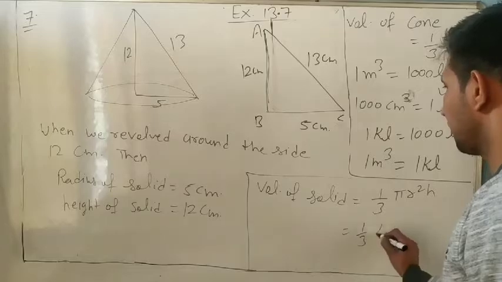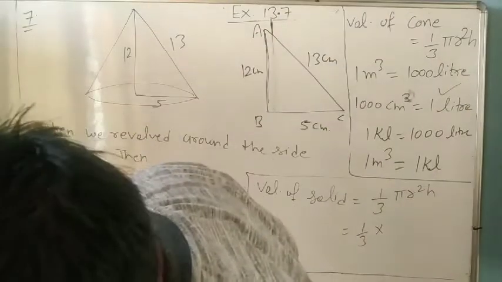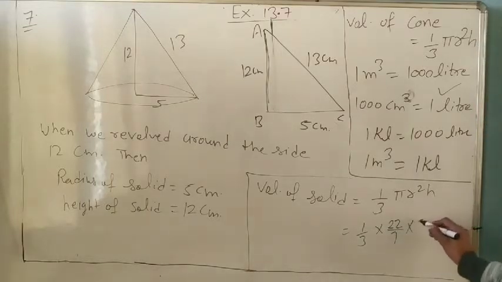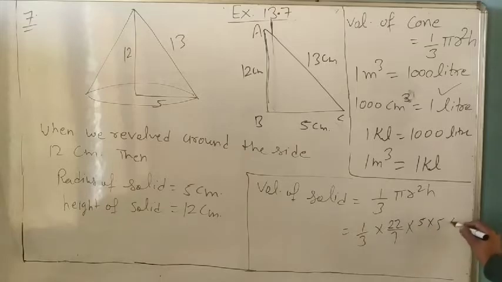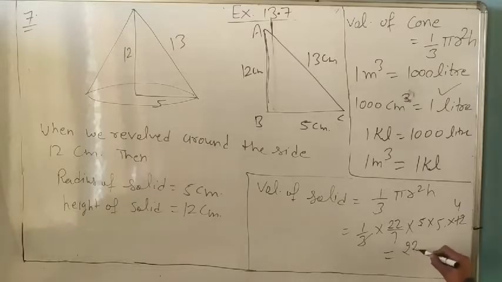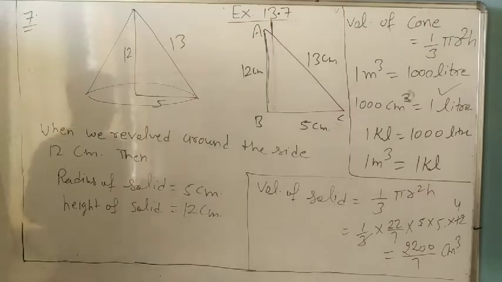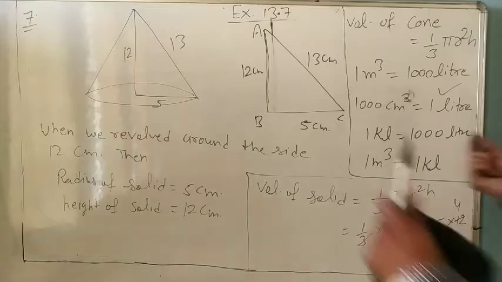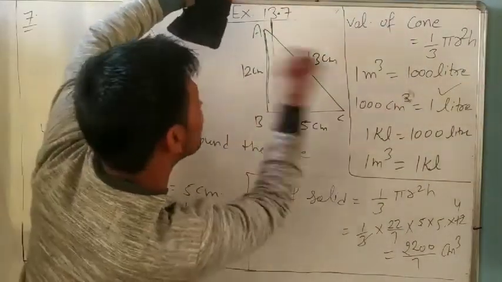1 by 3 pi, the value is given, no? So 22 by 7 r square. R is 5 into 5 and h is 12. So 3 4, you will multiply 5 5, 25 into 400 (sic). So it will become 2200 divided by 7 centimeter cube. It is the volume of the solid. Understand it? Can you imagine the figure when we revolve this triangle around this side like this one? It becomes a cone.